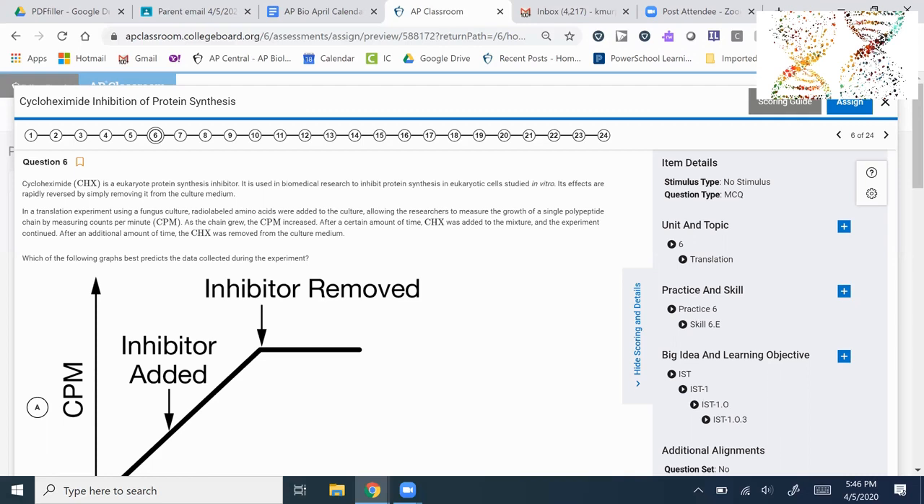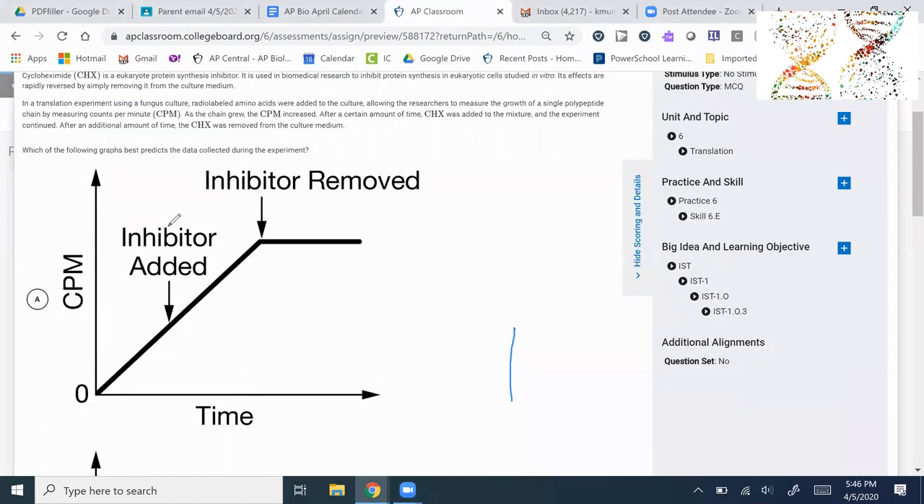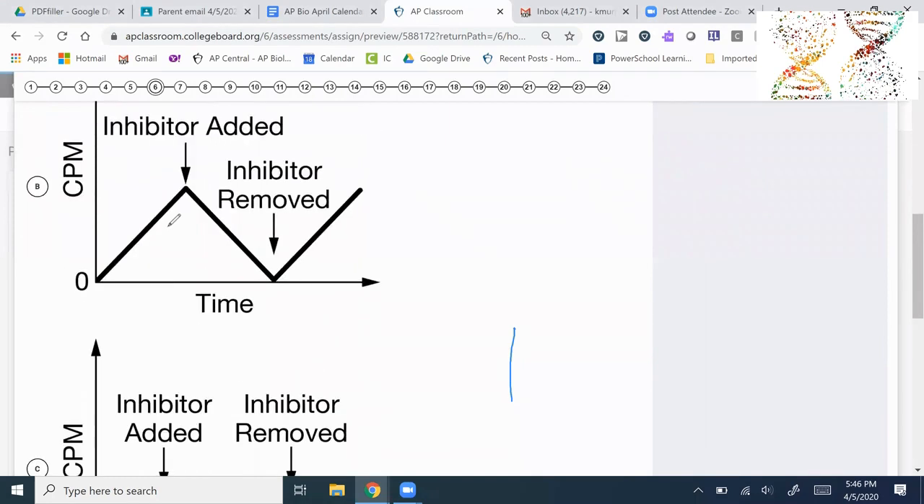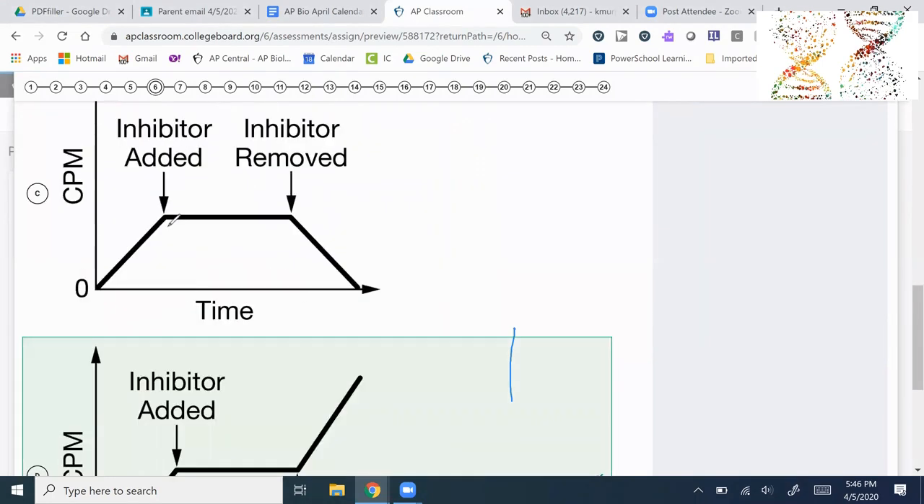So based on that, I went back up to the first paragraph too, you guys. I think that based on what that says, it just inhibited protein synthesis, and then it's rapidly reversed. And they're just measuring the counts per minute. So it doesn't say it decreases or breaks it down into polypeptides or something like that. That's why I say B is wrong, and then we're going to go to D, which is the answer.